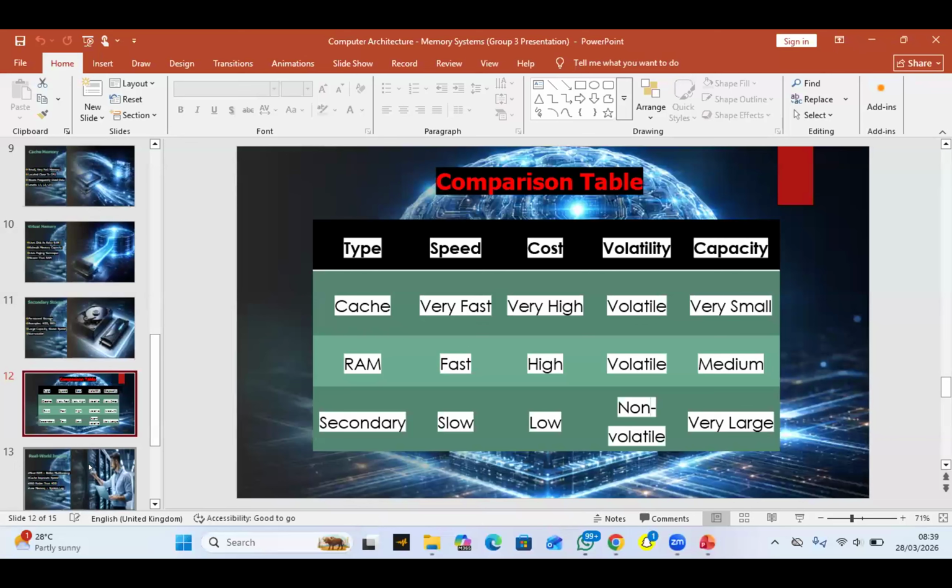Also, the cost is very low and it's non-volatile because things are stored on it permanently. And now we have a lot of storage capacity, 2 terabyte, 1 terabyte. Now the capacity is always increasing. Please move on to the next slide, please.